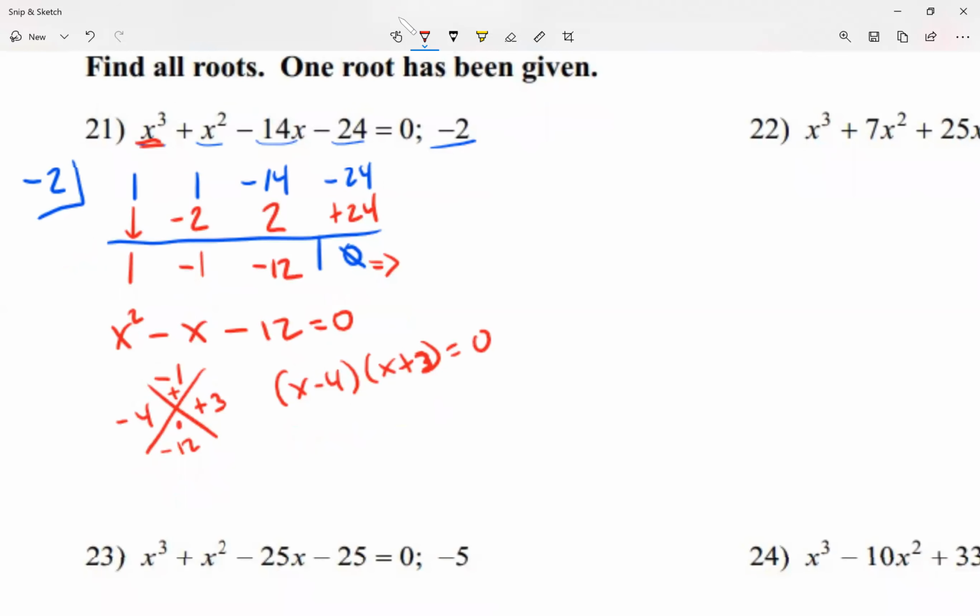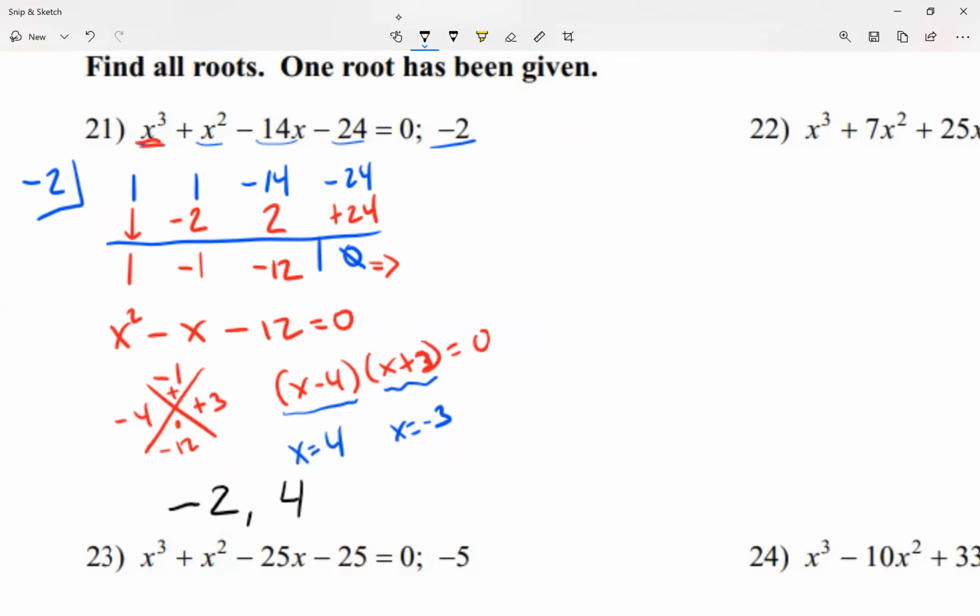Now I have to think, which value of x makes each parenthesis equal to 0? So look at the first parenthesis, x minus 4. What value of x will make that equal to 0? Well, x equals 4, right? Now look at the second parenthesis. What value of x will make that equal to 0? Well, x equals -3. So those are my roots. The first one was given, -2. The second one is 4. And the last one is -3. That's it.